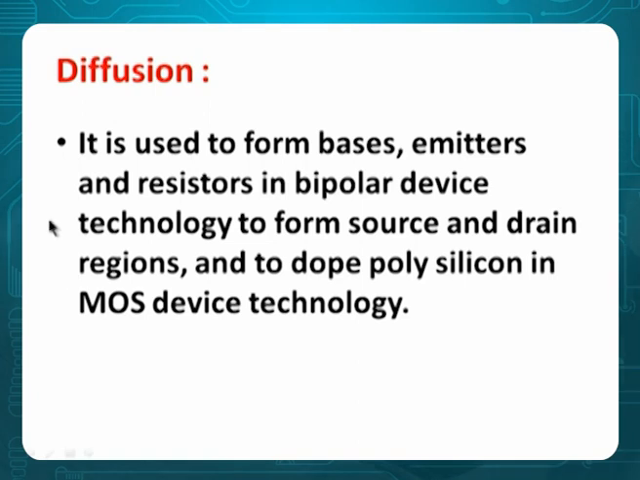What is diffusion? It is used to form base, emitter, and resistors in a bipolar transistor. They are basically for active elements. We use such a technology just like mass devices. The word diffuse means spread.